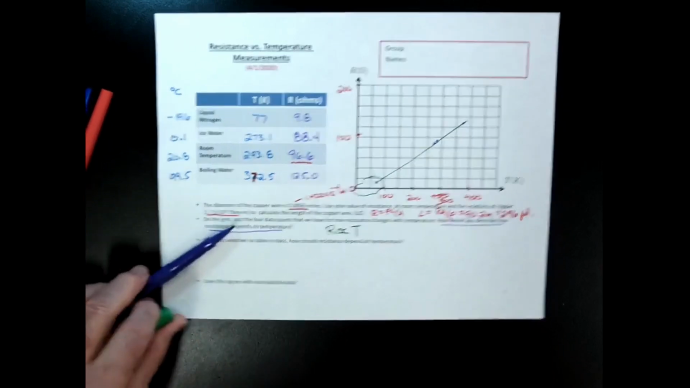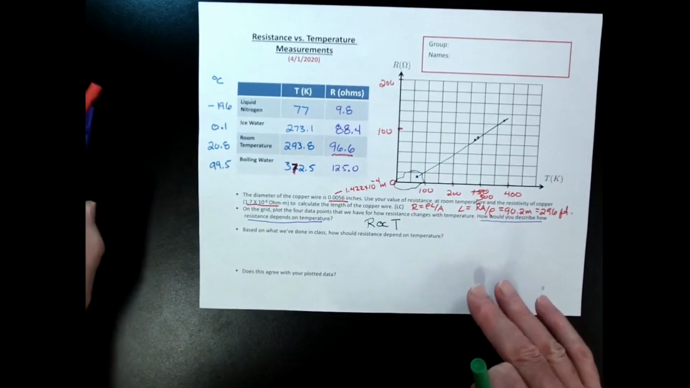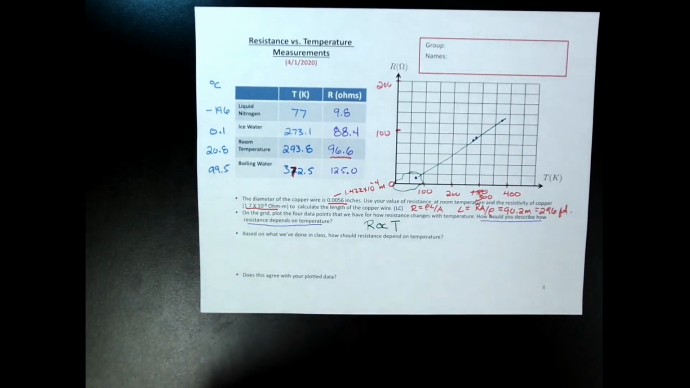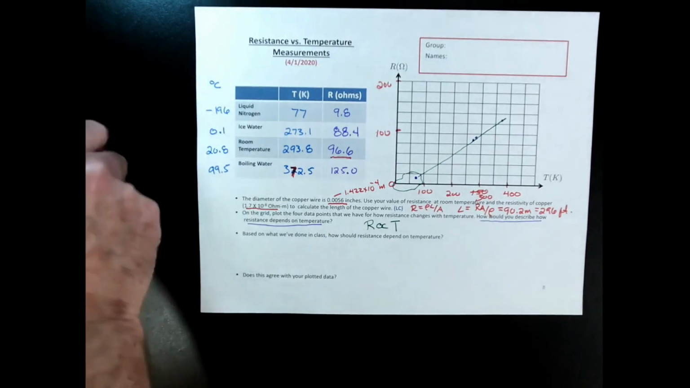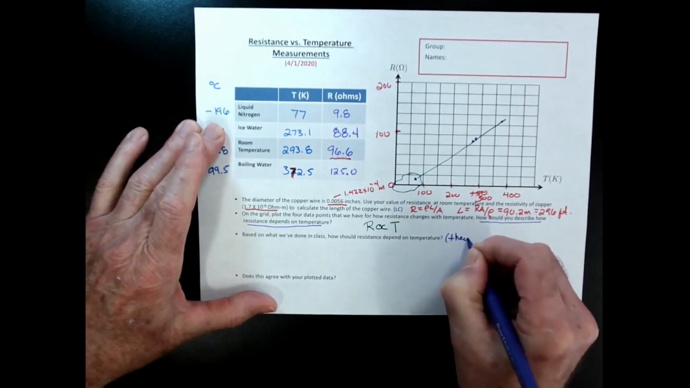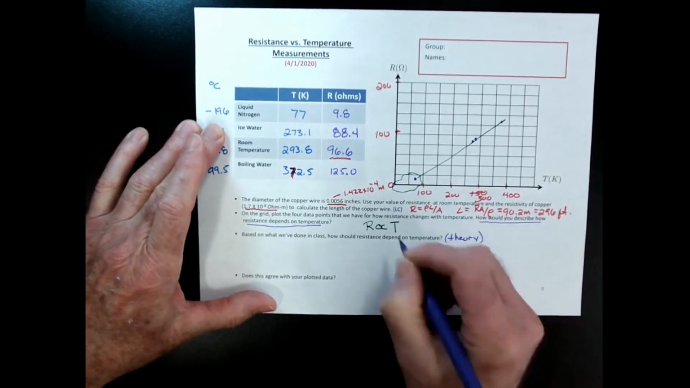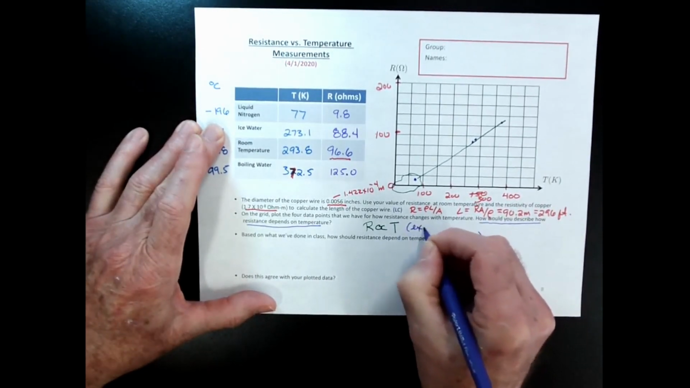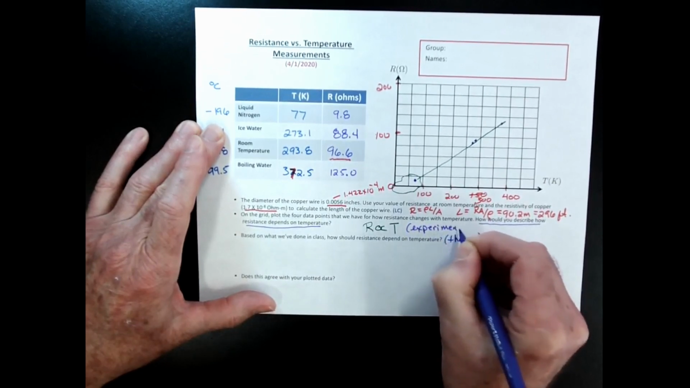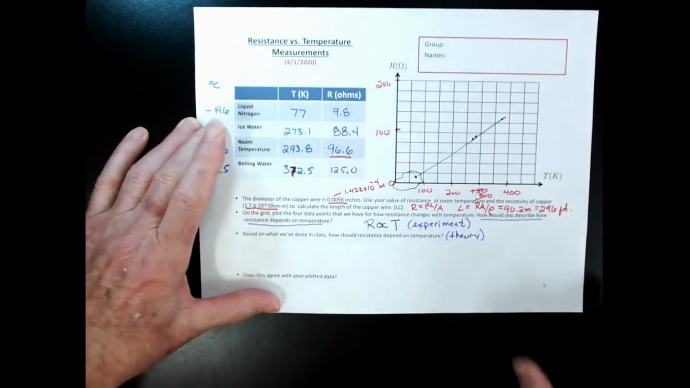Now, the next question says, based on what we've done in class, how should resistance depend on temperature? Theoretically. This would be the theory. And of course, this is the experiment. We just made the measurement. Actually, we did it last year and used their data.